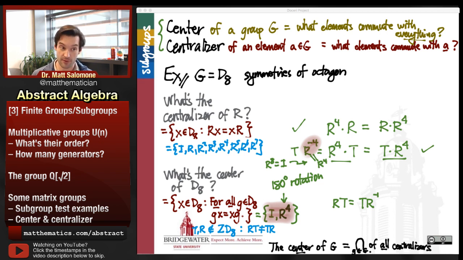So centers and centralizers are valuable for two reasons. One of them is that it gives us very specifically a set of elements that we know we can slide to the left or to the right of other elements without changing the value of the element that we're talking about. And secondly, they also give us examples of subgroups of our given group. It's a source of where we can get potentially interesting subgroups from.